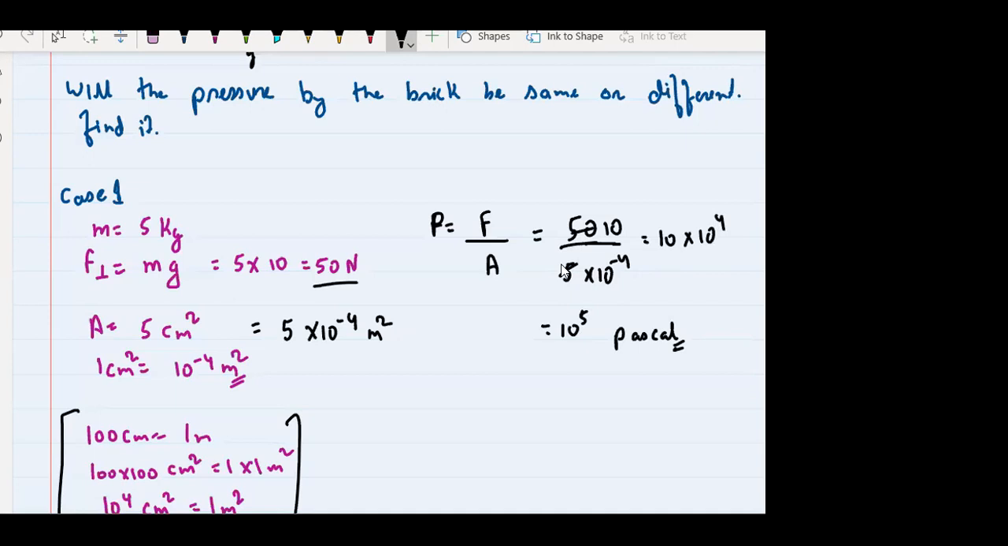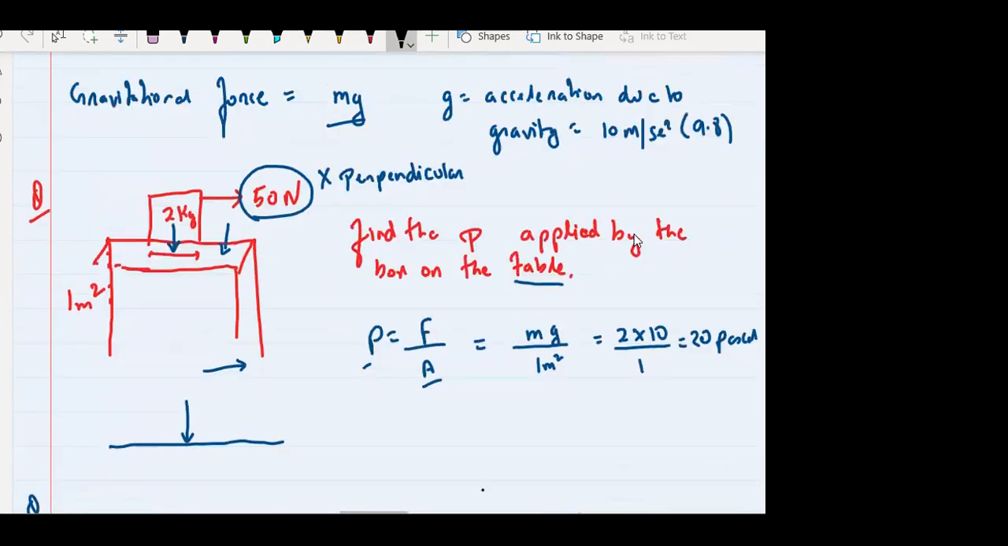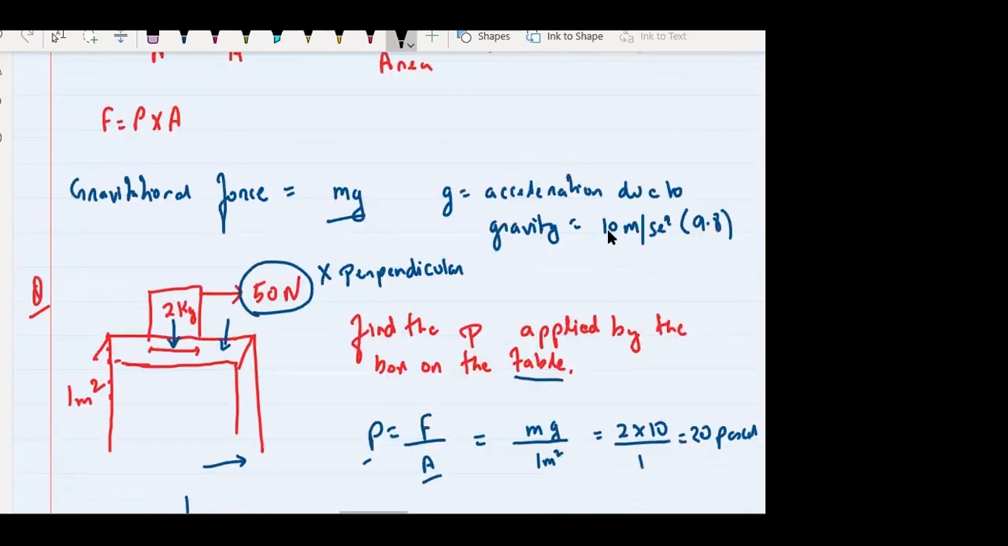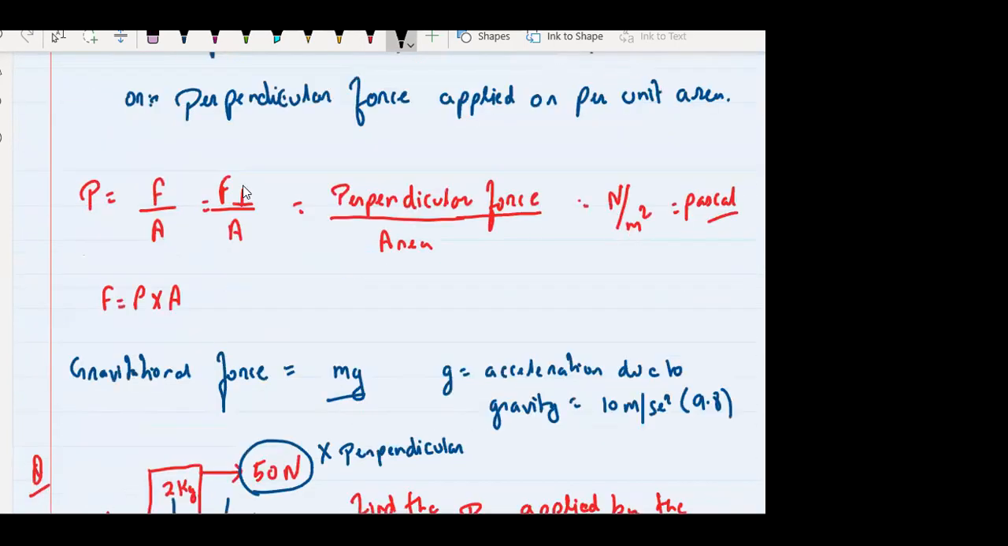Sir, what's Pascal? I didn't understand. Pascal is a unit of pressure, right? When you talk about pressure, pressure is Newton per meter square, force per unit area. The unit of force is Newton. The unit of area is meter square. So I can say the unit is Newton per meter square, and this is called Pascal. Pascal is the scientist's name.